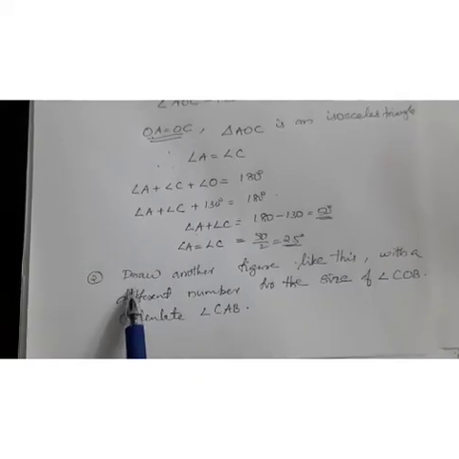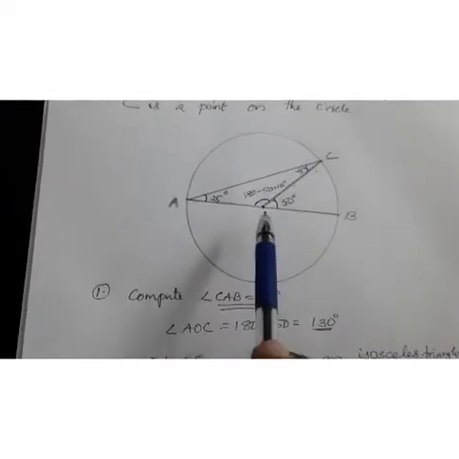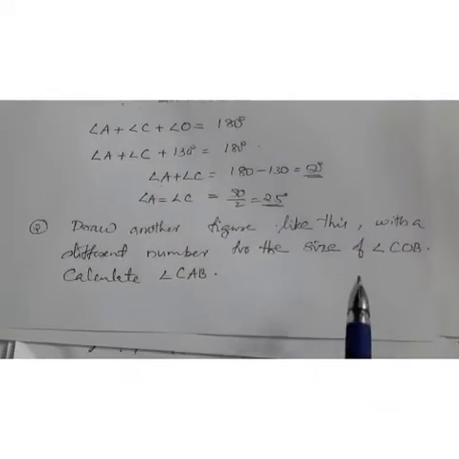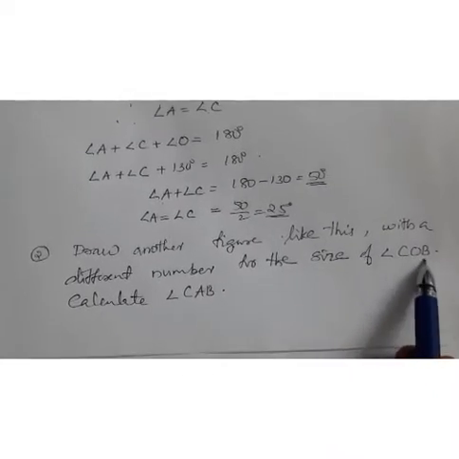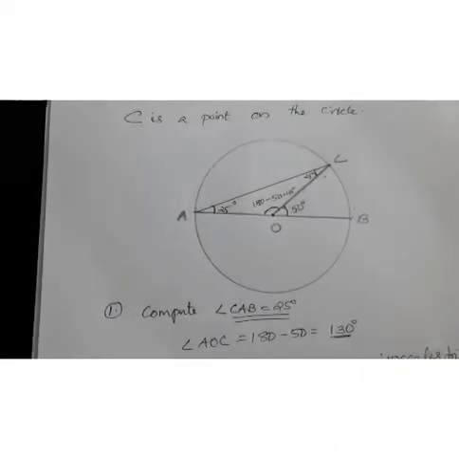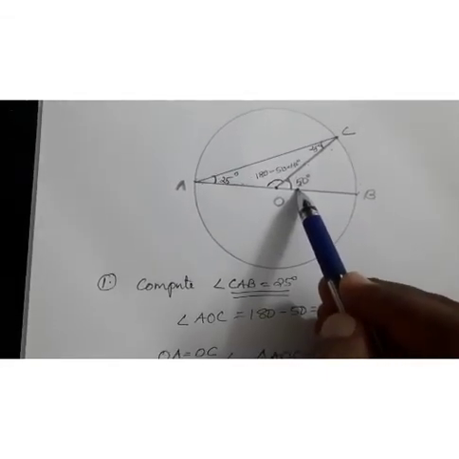See the second part of the question. Draw another figure like this. Same like this, we have to draw one more figure with a different number for the size of angle COB. For angle COB, give another value.